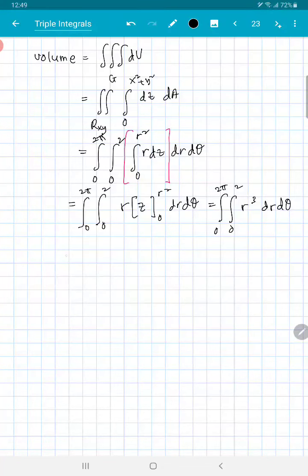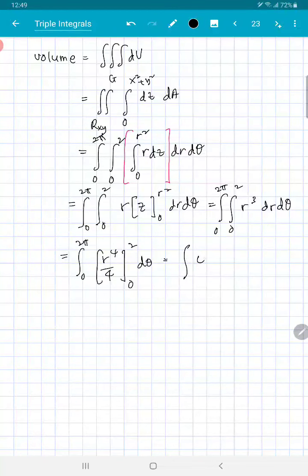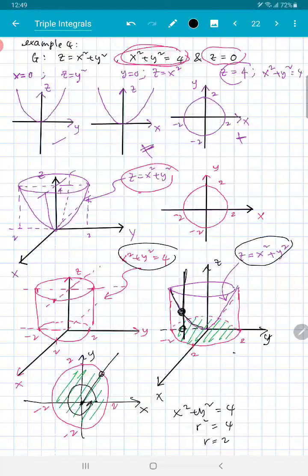Next is integration with respect to r. That will give us r to the power of 4 over 4. Replace r with upper and lower limits. Then we get 2 to the power of 4 is 16, divided by 4 is 4. So we have 4 d theta. Integrate 4 with respect to theta, we get 4 theta, and then replace theta with upper and lower limits, and we get 8 pi. So the volume of the solid is 8 pi.